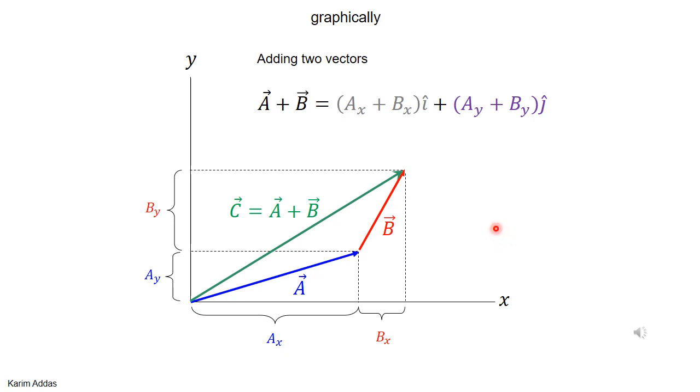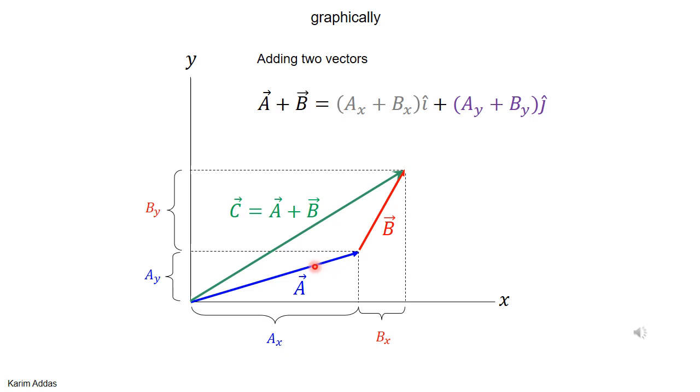If you want to do this graphically, you can also take the vector A, keep it as it is, and take the vector B and shift it, keeping the direction the same, so that the tail of B is at the head of A, and then draw one vector that points from the beginning of A to the end of B. And that vector will be the sum of the two vectors. So let's see why that works.